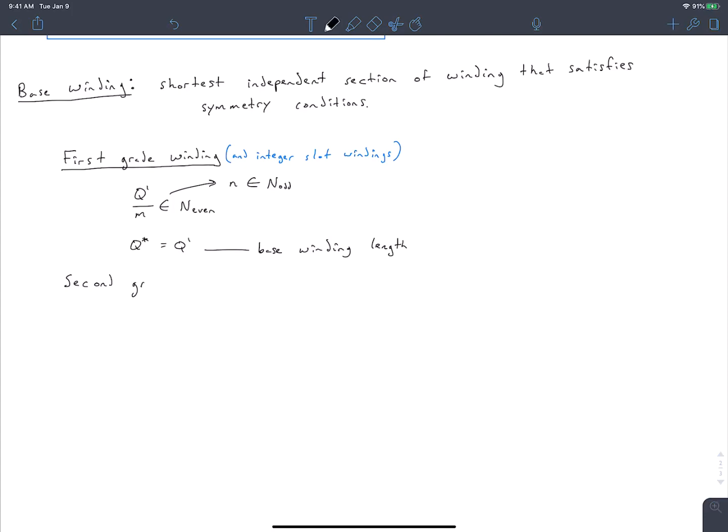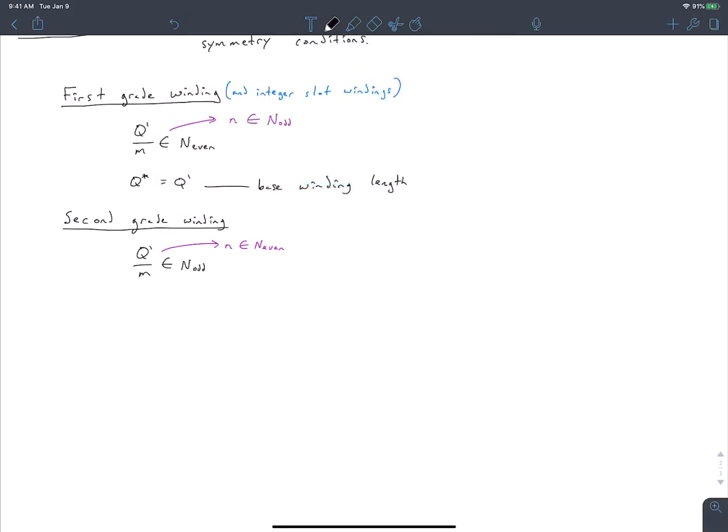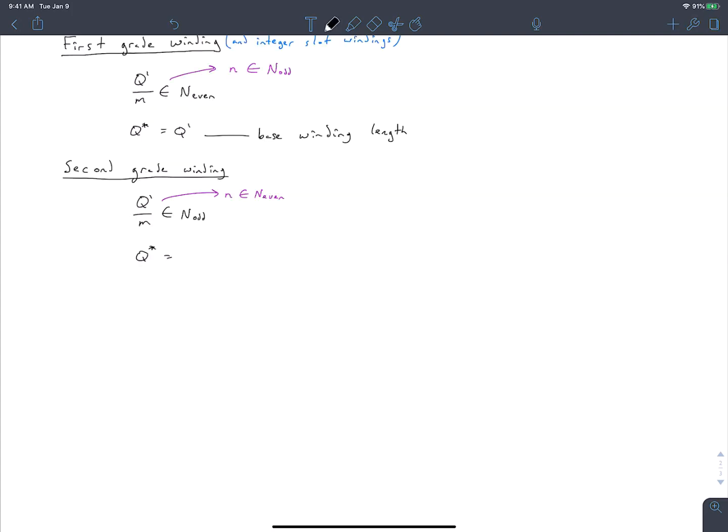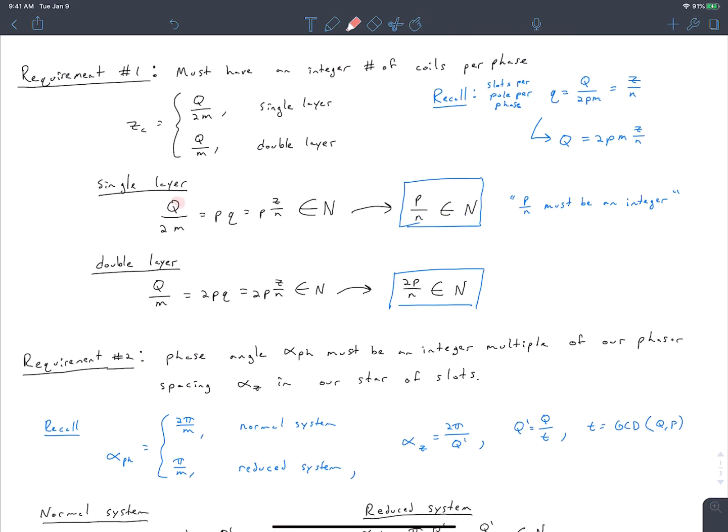So in a second grade winding, q prime by m is an odd value, and you can work on this to show that that means that little n, the denominator of our slots per pole per phase, is an even number. And so if this expression is an odd number, and we go back to our first condition of symmetry, we can see that a single layer winding will not satisfy the symmetry condition because we've got this pesky 2 in the denominator, while a double layer winding will always satisfy the symmetry condition.